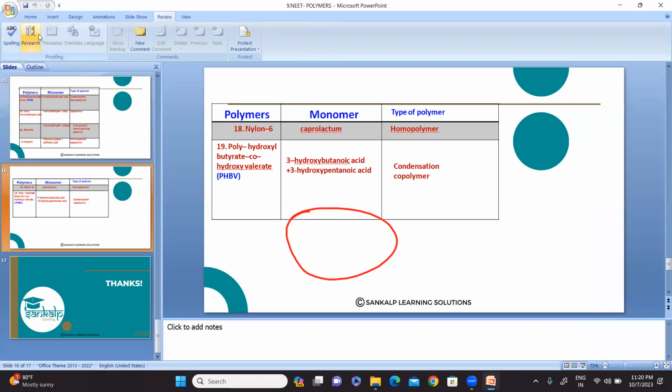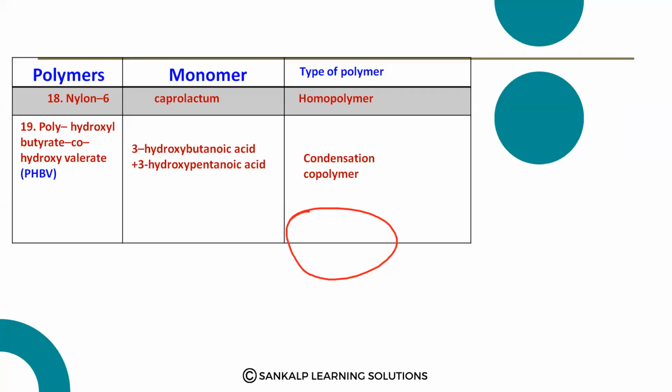Okay, next is nylon 6. For nylon 6, the monomer is caprolactam. What type of polymer is it? It is a homopolymer.